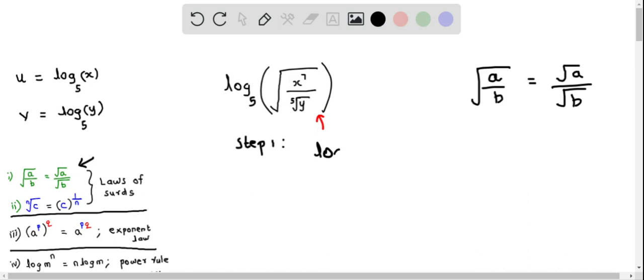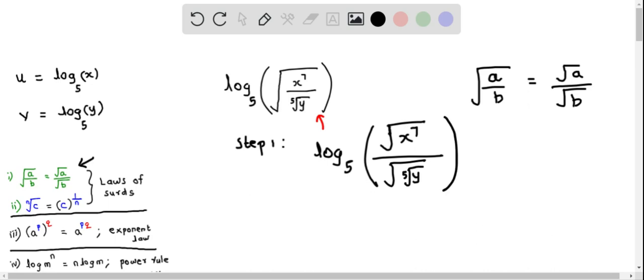So therefore we can rewrite this as log of, we have the base, inside the expression we have under the root of a. In place of a we have x raised to the power of 7. So I put under the root of x raised to the power of 7 over under the root of b. In place of b we have the fifth root of y. So I write like this. This is the fifth root of y. So this completes our step 1.